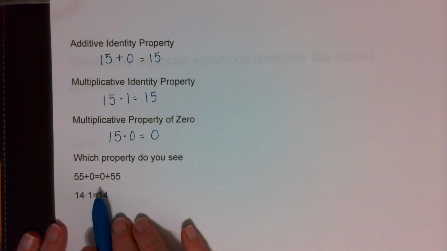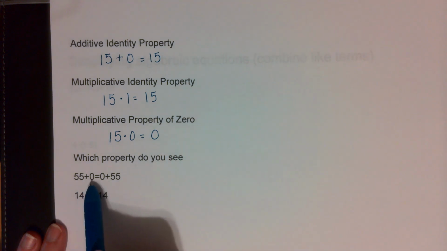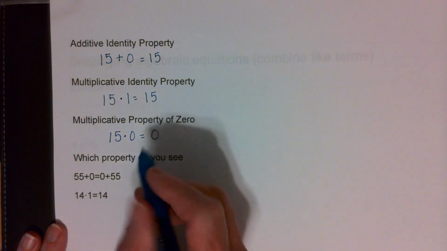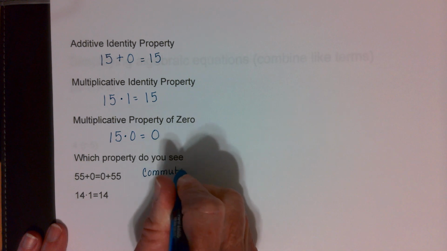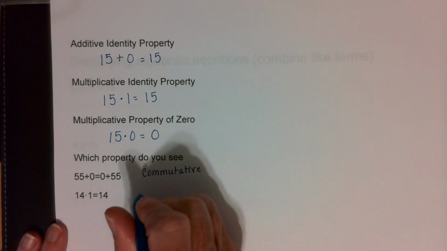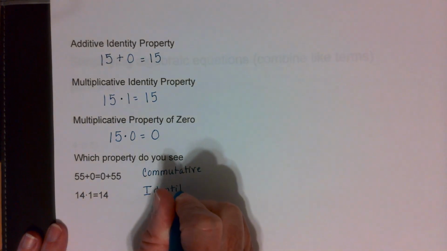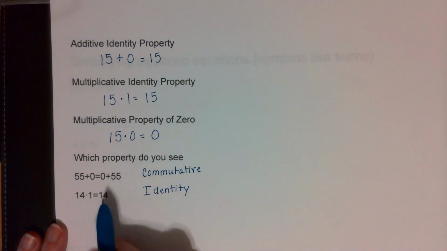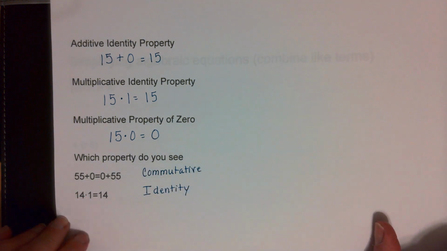So you need to be able to look at something and tell which property is represented by it. Like 55 plus 0 is equal to 0 plus 55. That is the commutative property of addition, because we change the order from one side of the equation to the other. 14 times 1 equals 14. The 14 kept its identity, so this is the identity property of multiplication, because that's what's going on right here is multiplication. The commutative property of addition, because addition is going on in the problem.